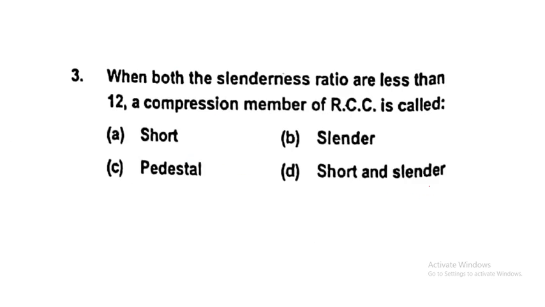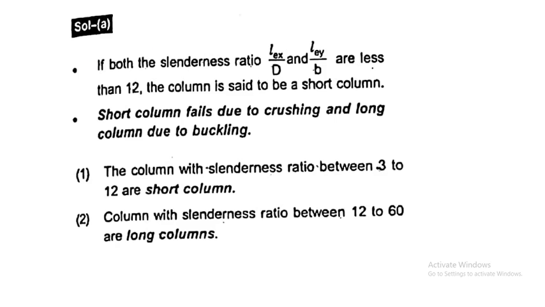Okay. Next question, question number 3. When both the slenderness ratios are less than 12, a compression member of RCC is called what? They are asking about the slenderness ratio. If both the slenderness ratios Lx by D or Ly by B are less than 12, the column is said to be a short column. Short column fails due to crushing and long column due to buckling. So this is about the crushing and buckling of the different columns.